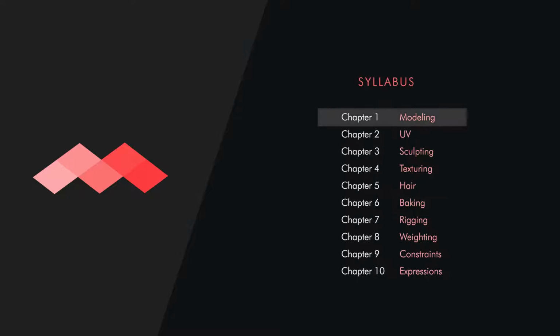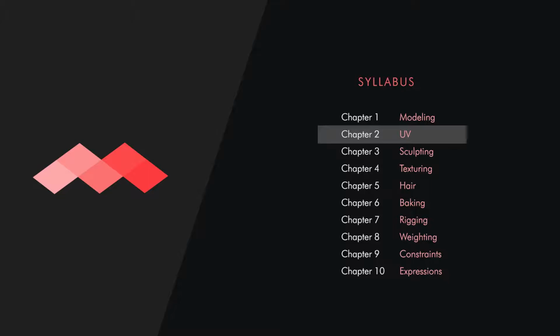In Chapter 1, Modeling, we'll cover how to build the base mesh for a human character from scratch. We'll start by blocking out the form with primitives, then move to refining it and concentrating on good topology practices that'll make our lives easier when we get to future chapters.